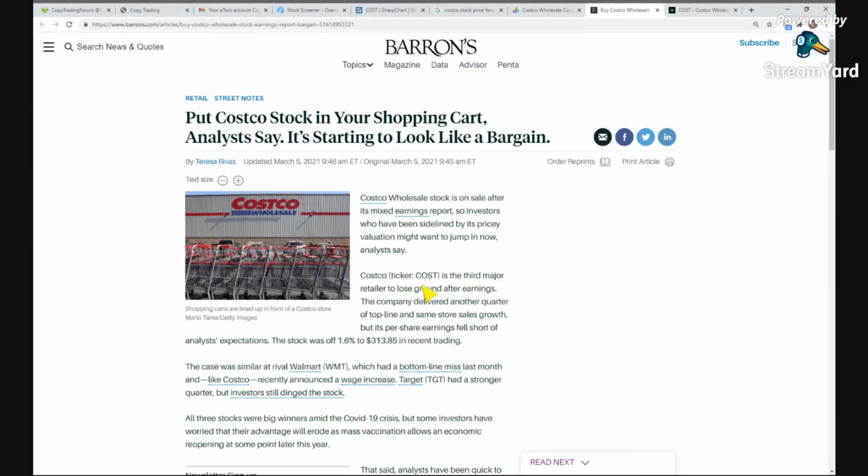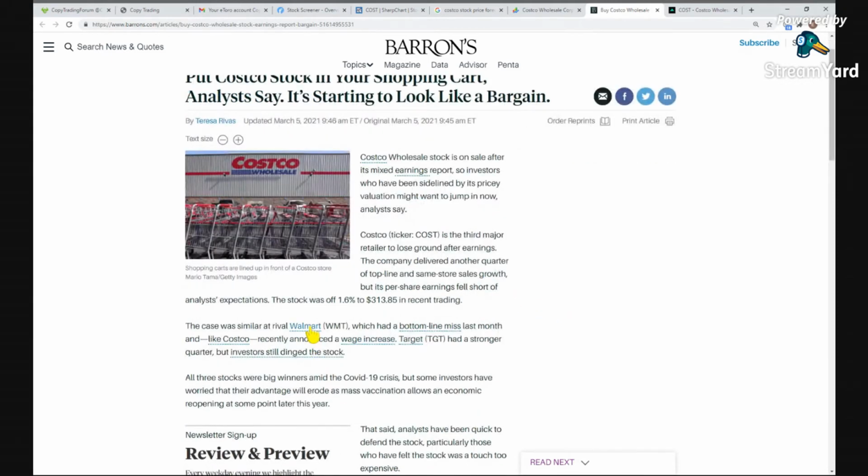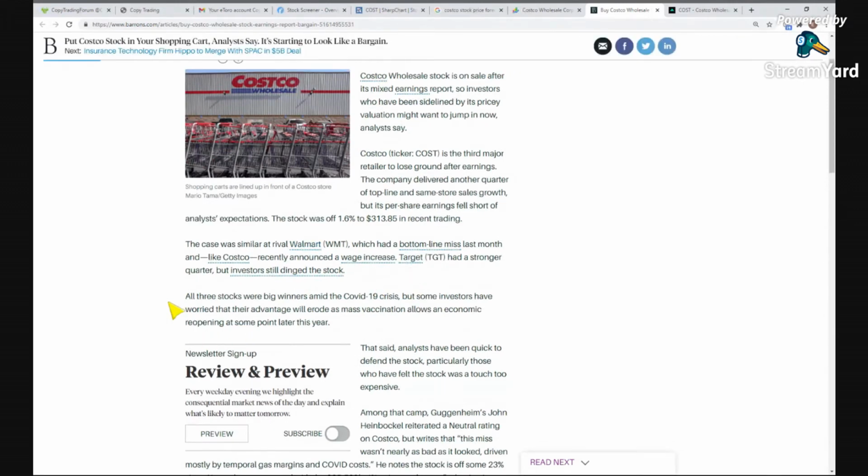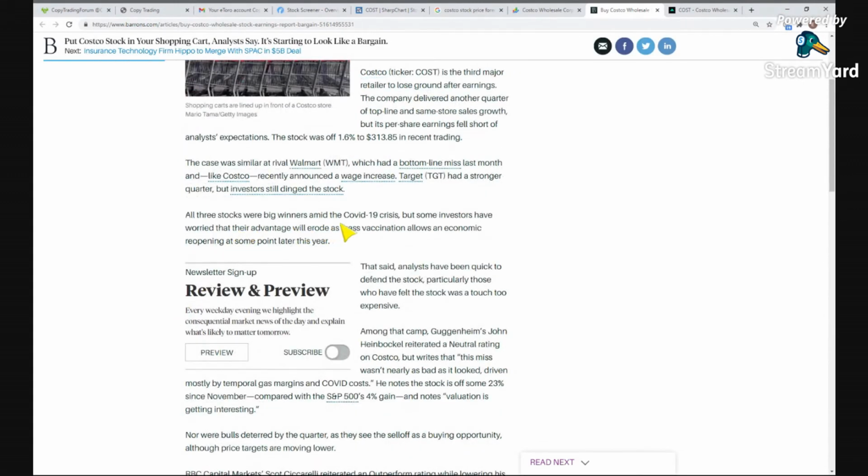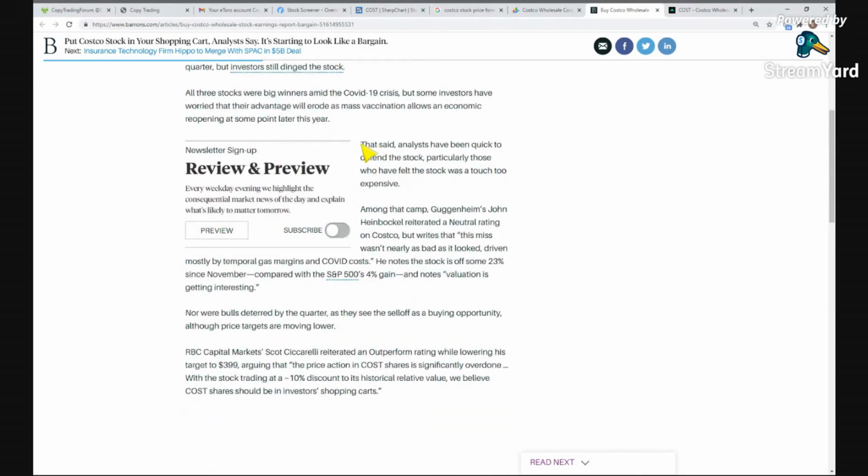Costco is the third major retailer to lose ground after earnings. So it's not only Costco that this happened to, Walmart too, and Target. All three stocks were big winners amidst the crisis, but some investors have worried that their advantage will erode after mass vaccination later this year. That said, analysts have been quick to defend the stock, particularly those who have felt the stock has been a touch too expensive. So it was a touch too expensive in the past, but at a good price now.